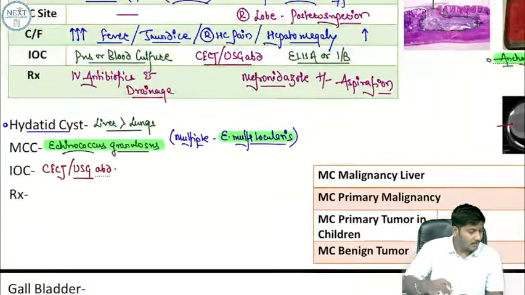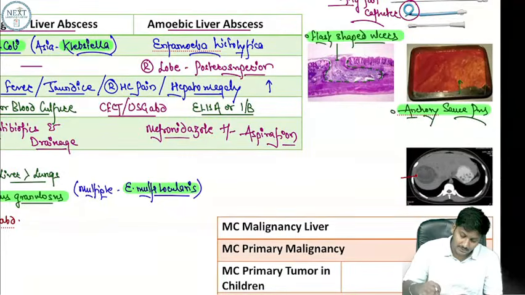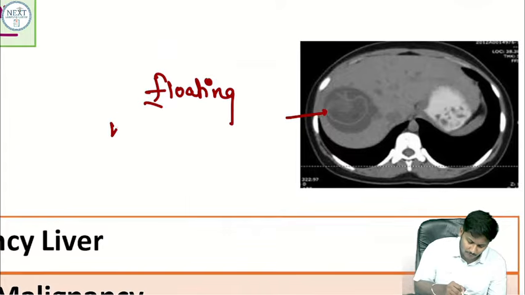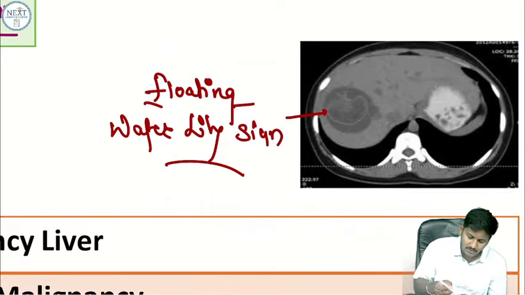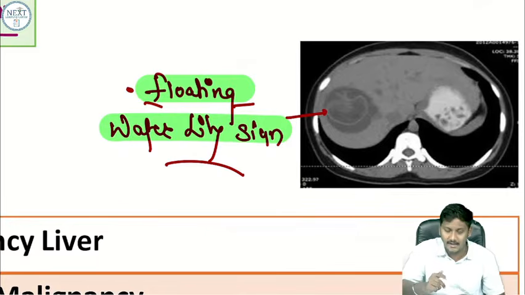Yes, so please remember, here you are able to see the classical picture, and that is nothing else but the floating water lily sign. This is classically known as the floating water lily sign. That is important to be remembered. Also called the serpent sign. So either I can call it the floating water lily sign, or we can call it the serpent sign. That is a classical sign on the CECT abdomen in a patient of hydatid cyst.